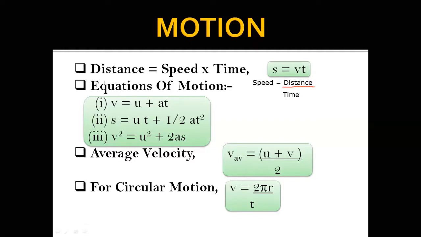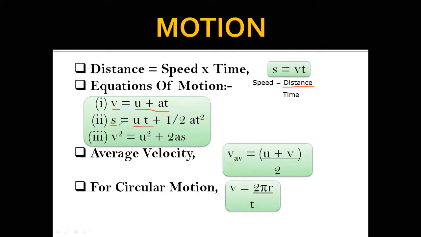The second formula here is all the equations of motion. Here we will deal with all the equations of motion. So the very first, we have three equations of motion. The very first equation of motion is V is equal to U plus AT. Okay, V is equal to U plus AT. Here V is the final velocity of the object, U is the initial velocity of the object, A is acceleration and T is the time.